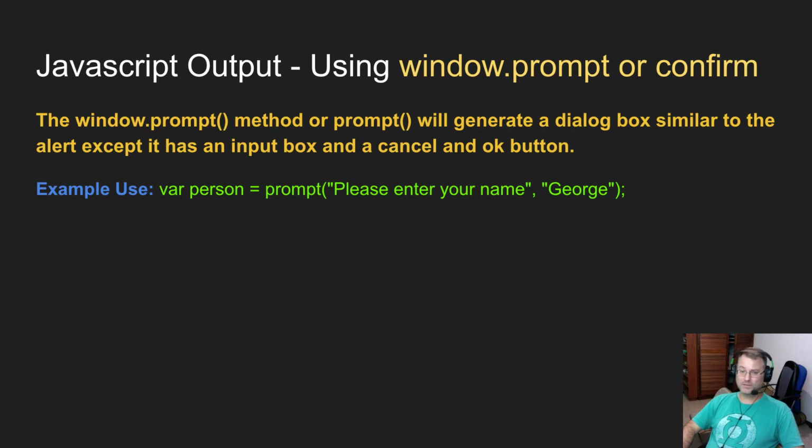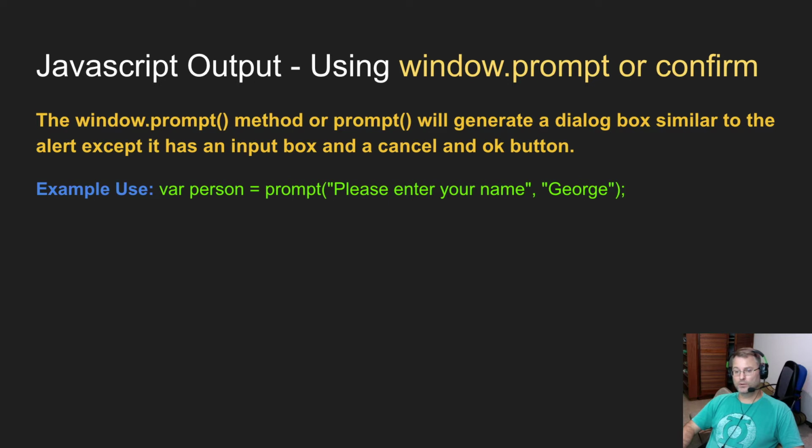So the syntax for this is very basic. You'll notice you have two parameters for the prompt method. You have the text that will show up on the prompt, and you have a default value that you can pre-populate it with. So in this example, we have prompt with the parenthesis, quotes, please enter your name, close quote, comma, and then you have in quotes, George.